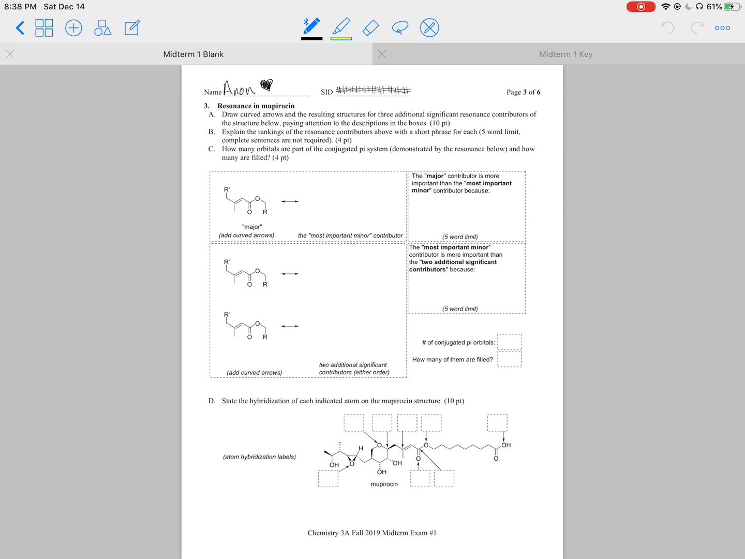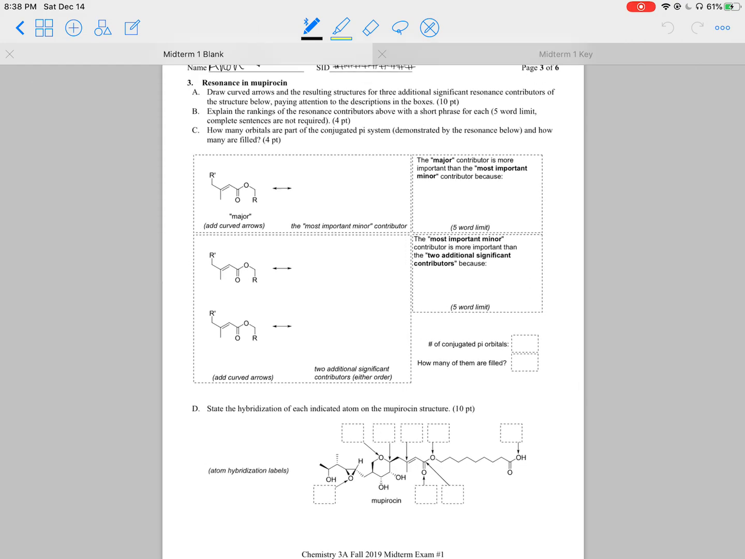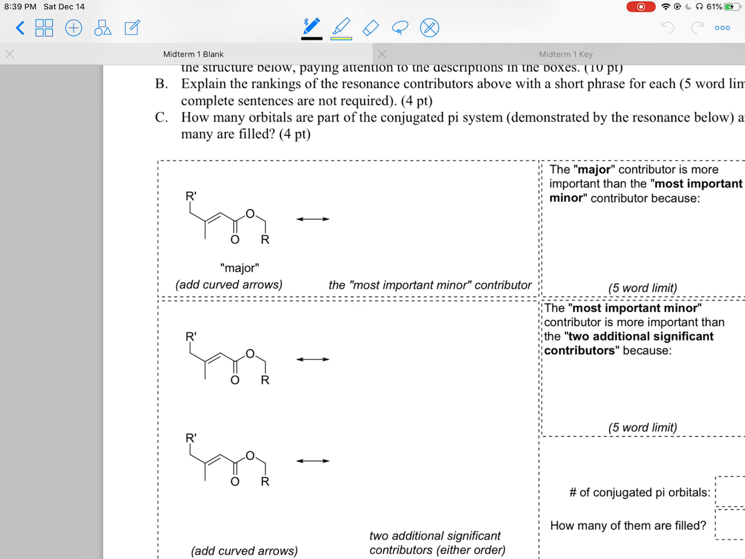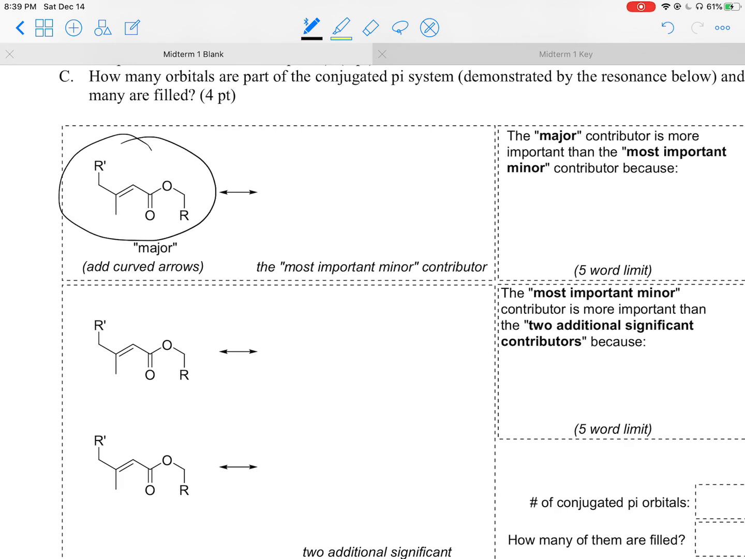Okay, this is page 3 of midterm 1, and not gonna lie, this is gonna be a little bit harder at the beginning because this first question, number 3, A, involves drawing 3 different resonance contributors for this molecule right here, and you have to rank which one is the most important minor contributor and which ones are 2 other significant contributors for resonance, but not as significant as the most important minor contributor.